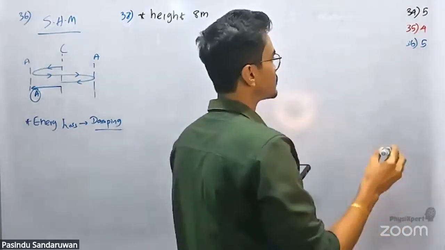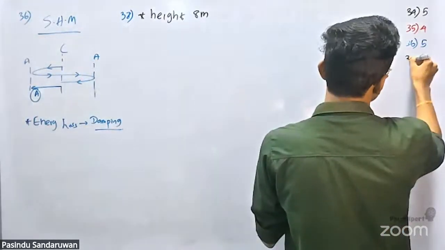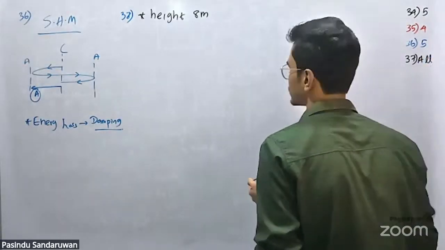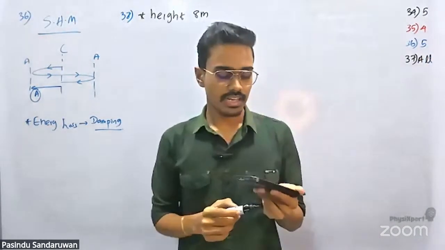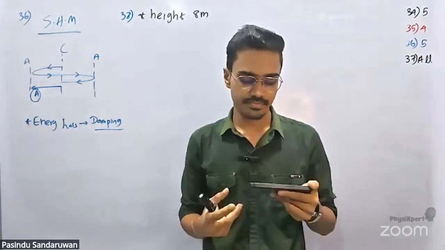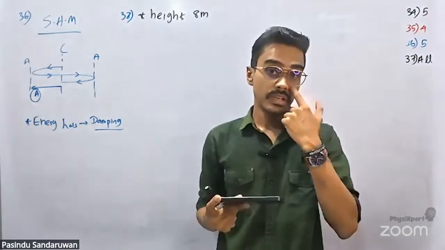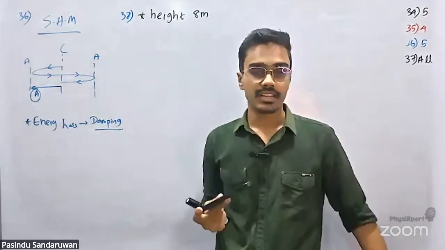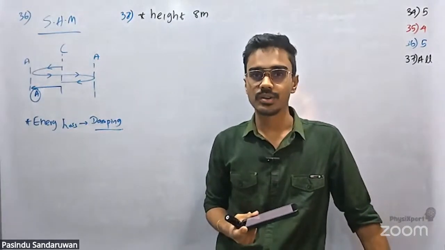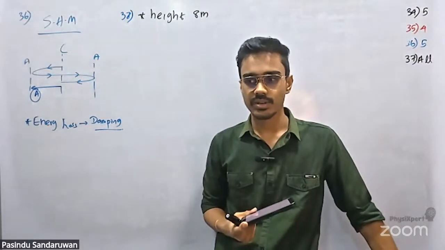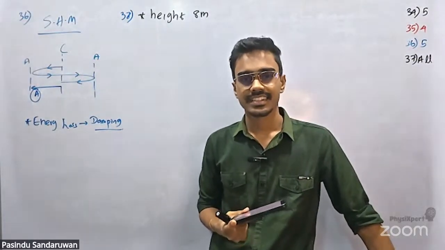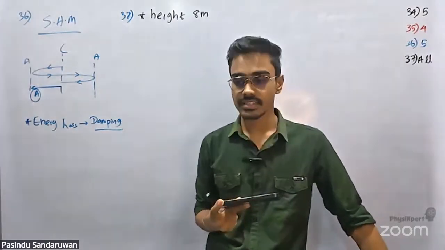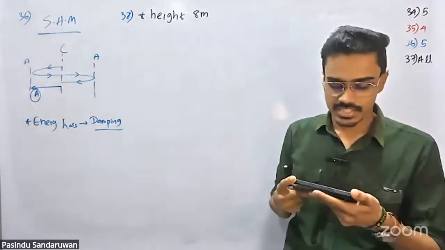So therefore, for 37, I'll give it as all, because of the typo. Now, with this correction, I can do the question. Without that, you can't. So consider it as all. 37, all. Okay.